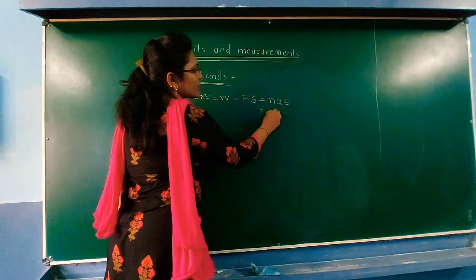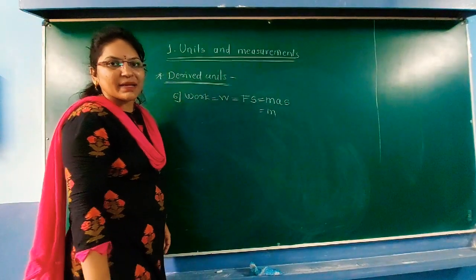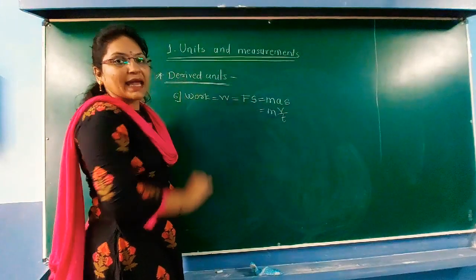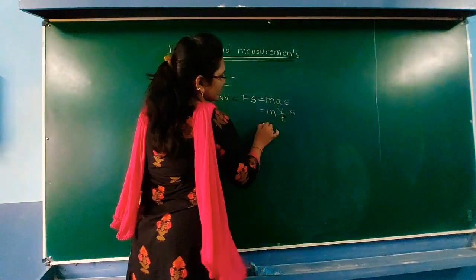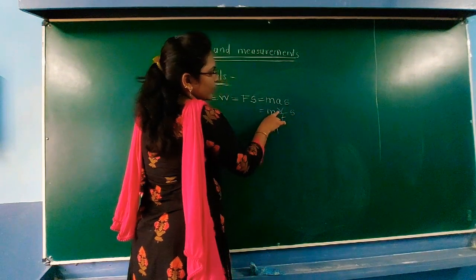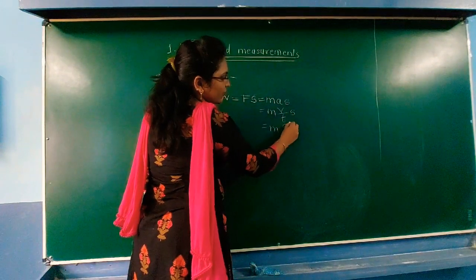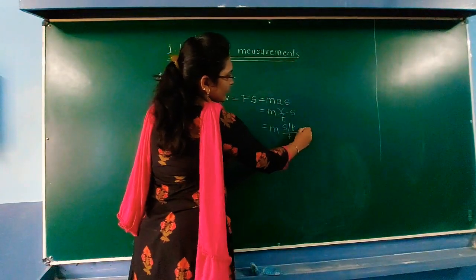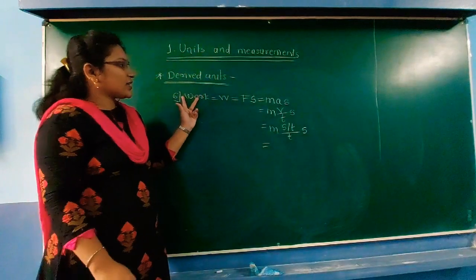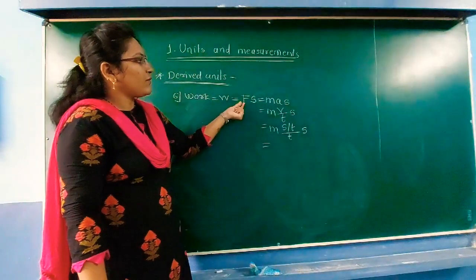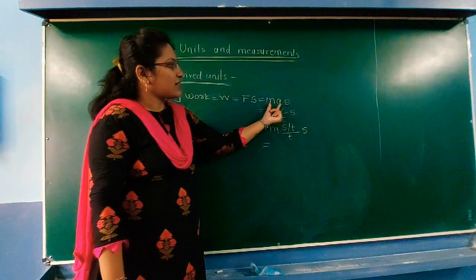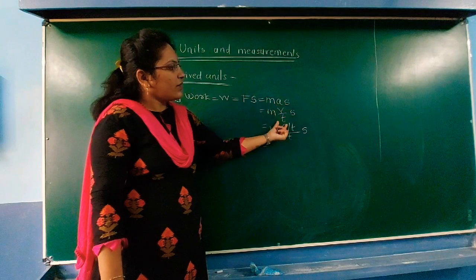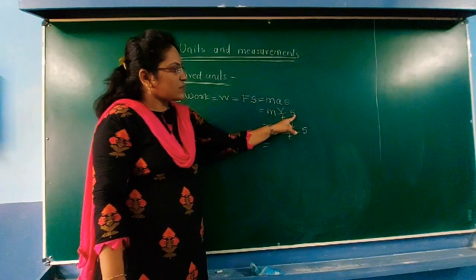We know what is M? Mass. It is the fundamental quantity. What is A? It is velocity upon time, because it is acceleration. And into S, which is equal to M. In place of V, that is velocity, we can write displacement upon time divided by time into S. See here, work is equal to force into displacement. Force means mass into acceleration into displacement. Here acceleration is equal to velocity upon time.